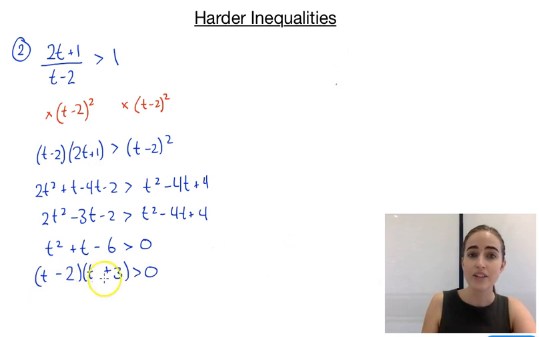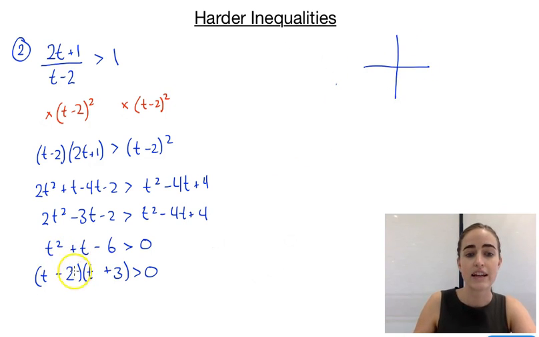Now if we were to sketch what this quadratic looks like, we know that it's going to have roots at positive 2 and negative 3. And we know that because this leading term is positive, it's going to be concave up, so it's going to start up here and end up here as well. And they're both just single roots, so it's going to cut through like this.